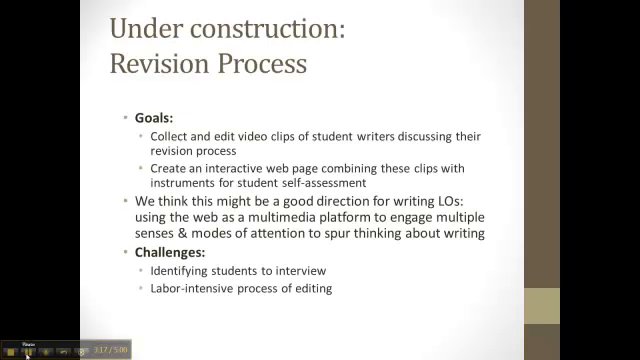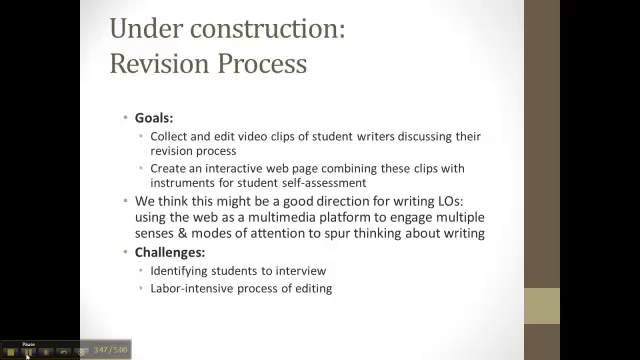Currently, we are working on an LO to examine the revision process. What we plan to do is collect and edit video clips of student writers who are discussing papers that they have revised for classes here at the University of Michigan. We're then going to incorporate those clips in a web page that would allow students to work through revision concepts in an order of their choosing, and then also combine that with things that would prompt student reflection and application of these concepts in their own writing.